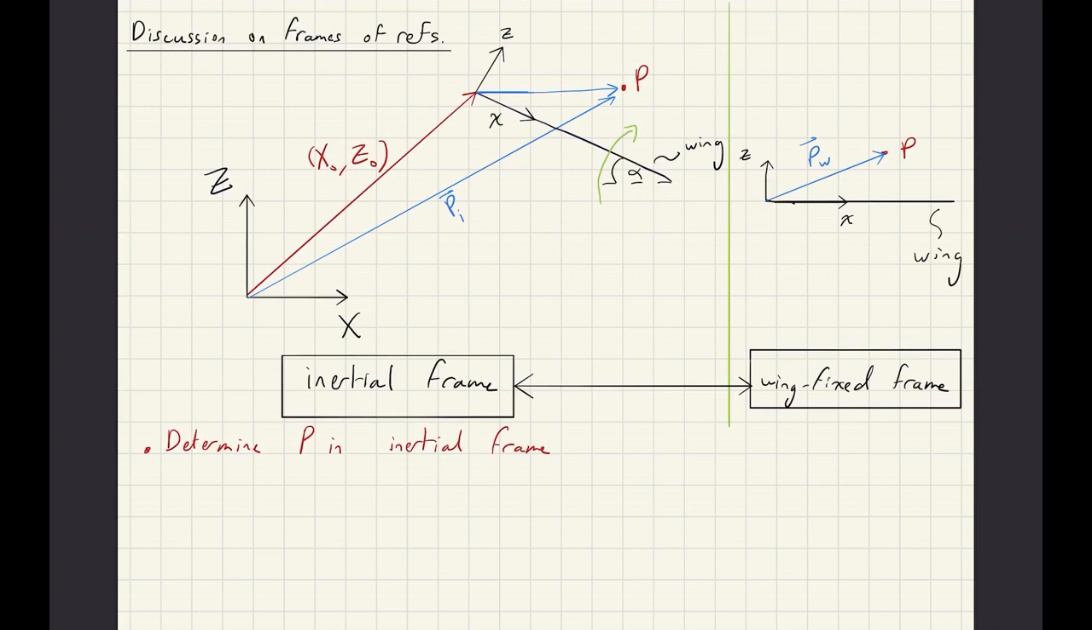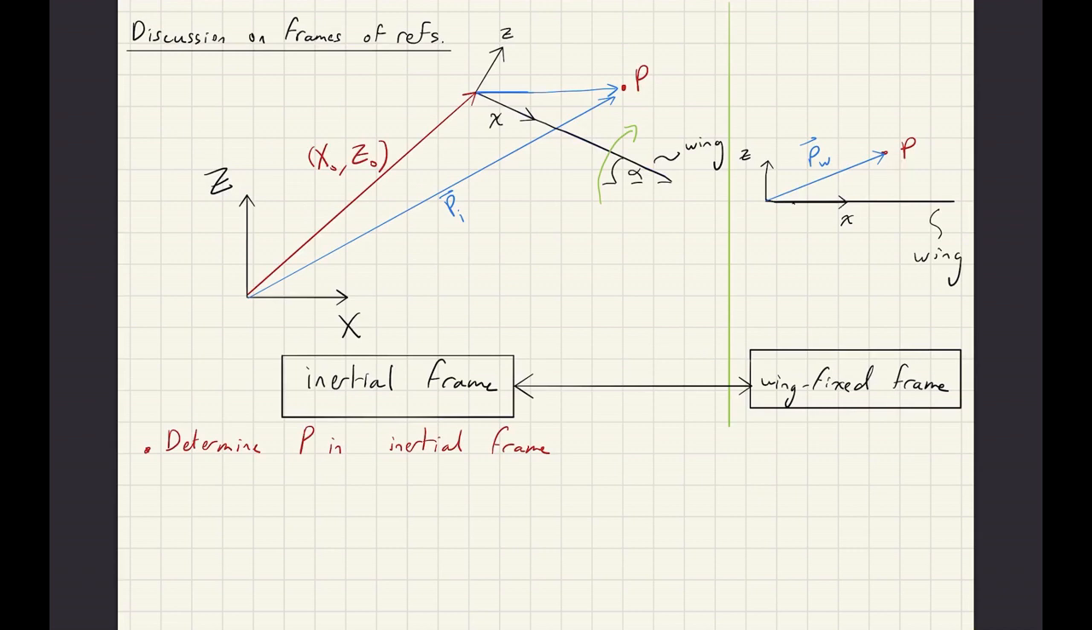In contrast, if you put the origin at, for example, the midchord, then any pitch maneuvers would be about the midchord. All right, having said that, let's say we have some arbitrary point P that is expressed in the wing fixed frame.